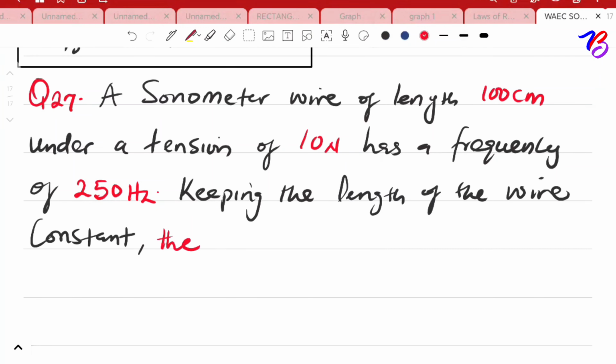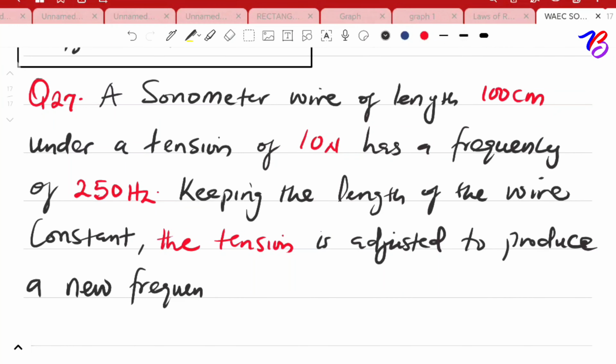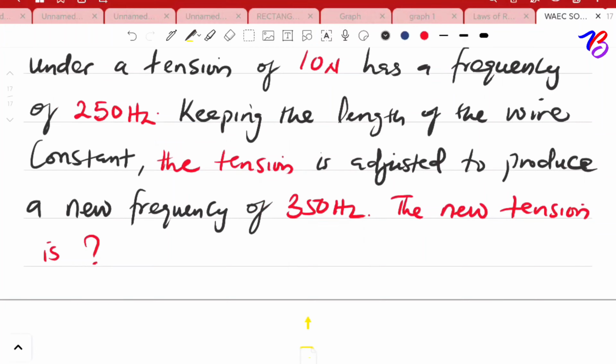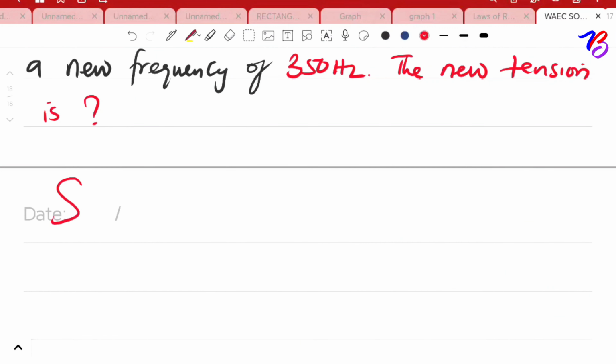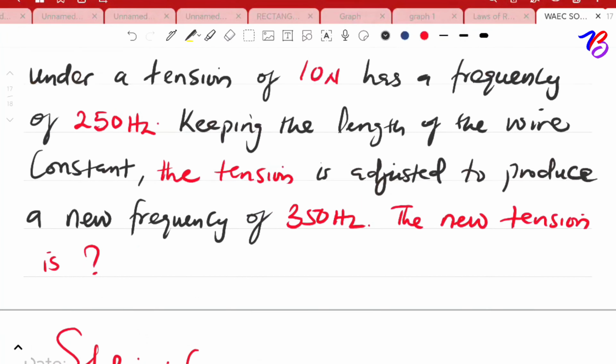Keeping the length of the wire constant, take note of that, the tension is adjusted to produce a new frequency of 300 Hz. So the new tension is... Solution. Taking note of the triune components of this question, the given data.